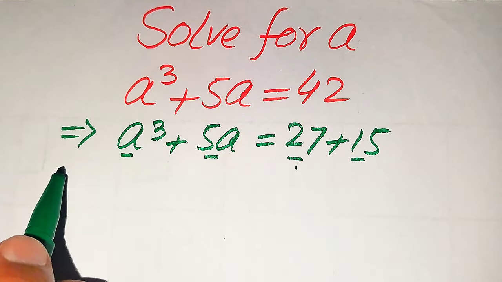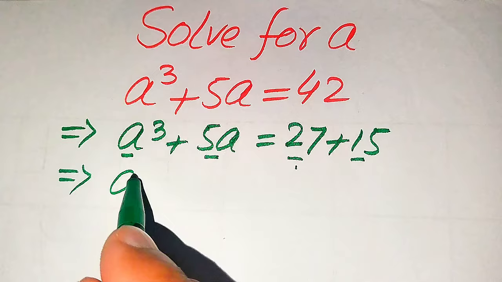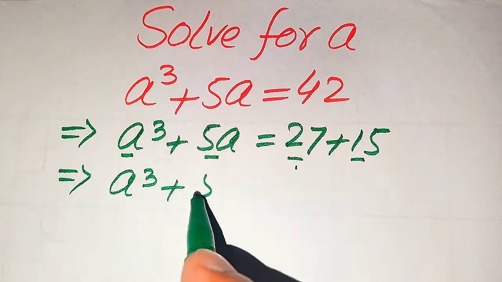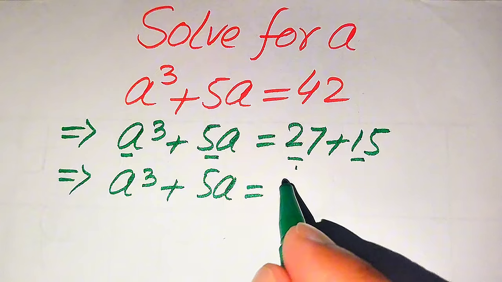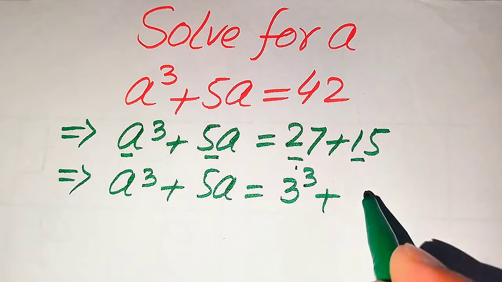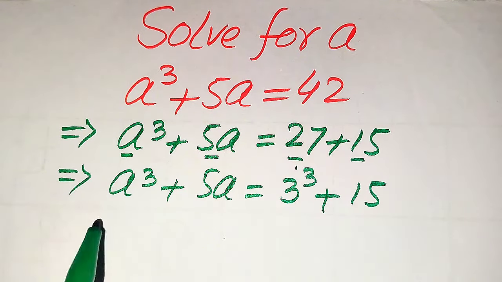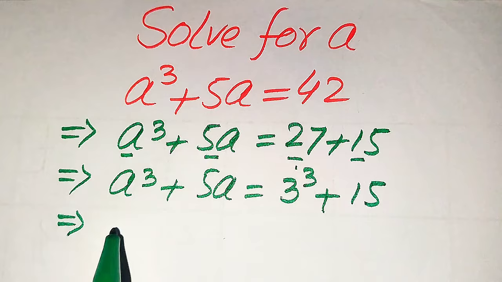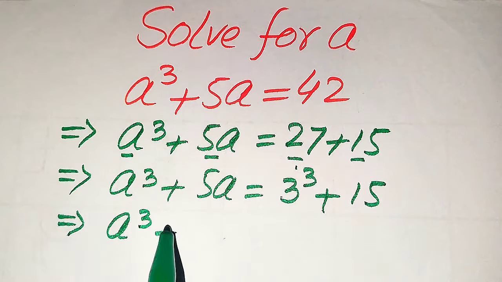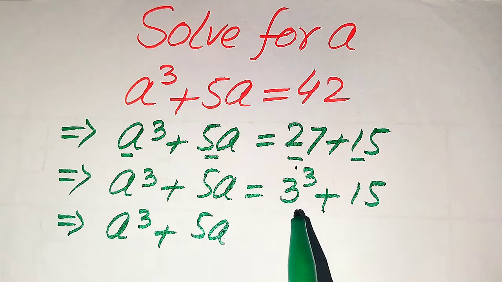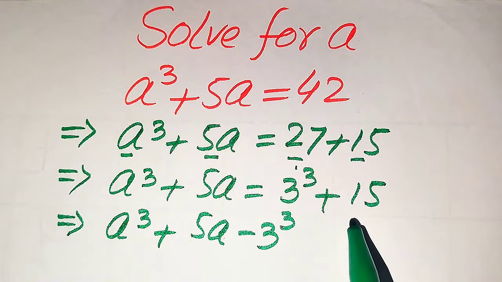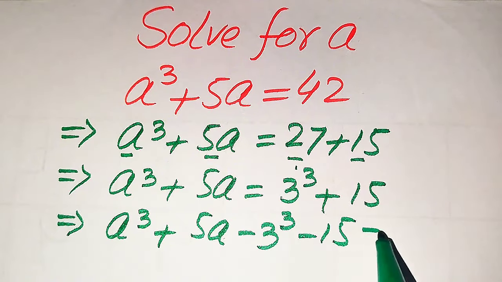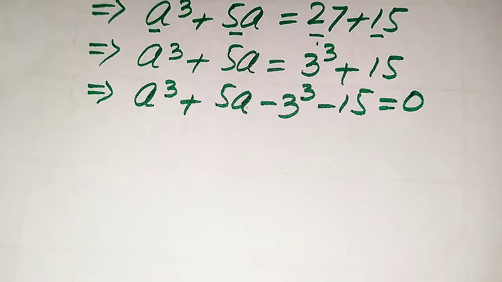So here we rewrite this equation as a cubed plus 5a equals 27 plus 15, and we write this 27 as 3 cubed. So we move both of these two values from the right hand side to the left hand side, and it becomes a cubed plus 5a, minus 3 cubed, minus 15, and this whole equation equals 0.